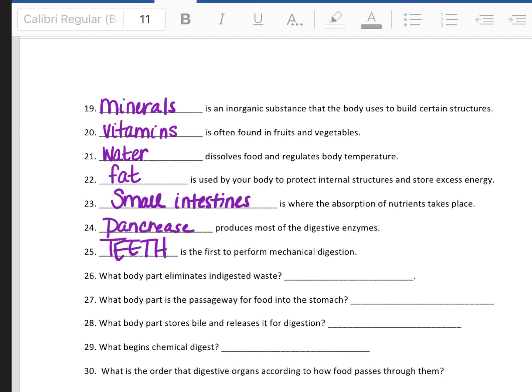What body part eliminates undigested waste? The rectum. Yep, and that should be undigested waste. That's just waste that you haven't digested.